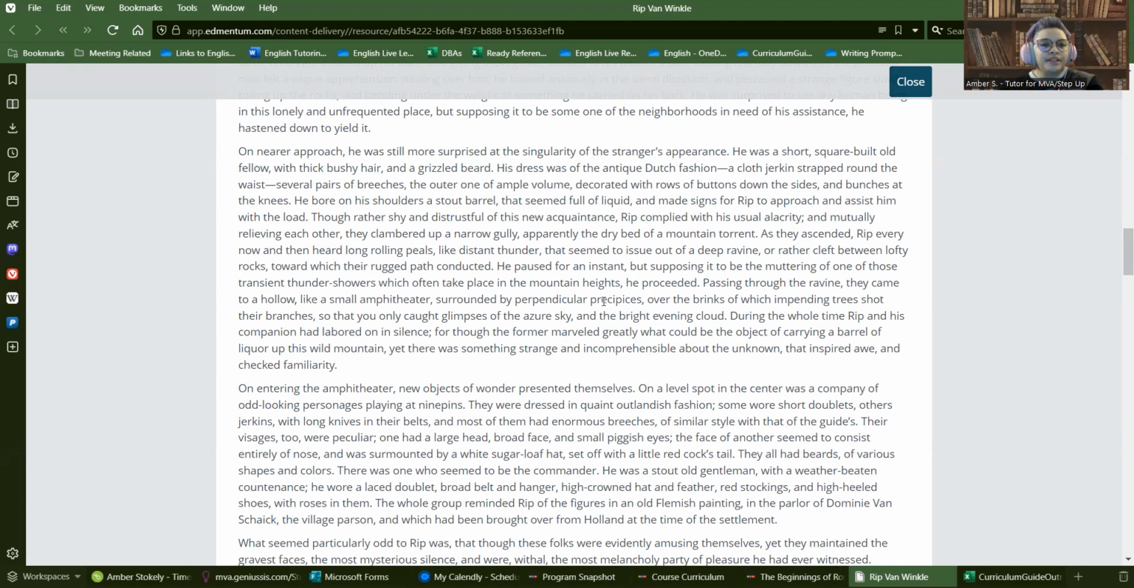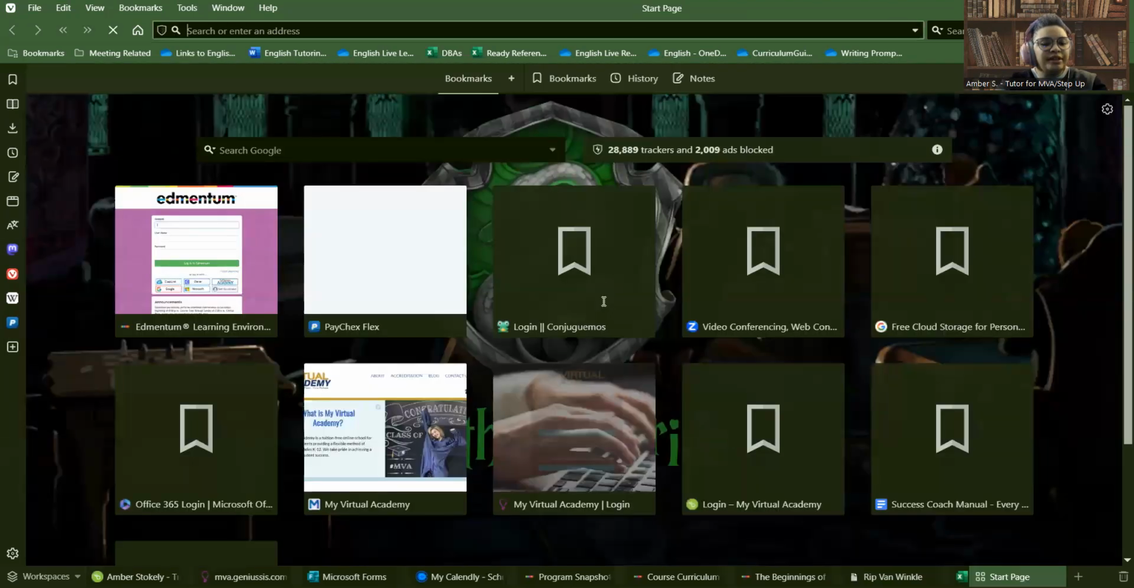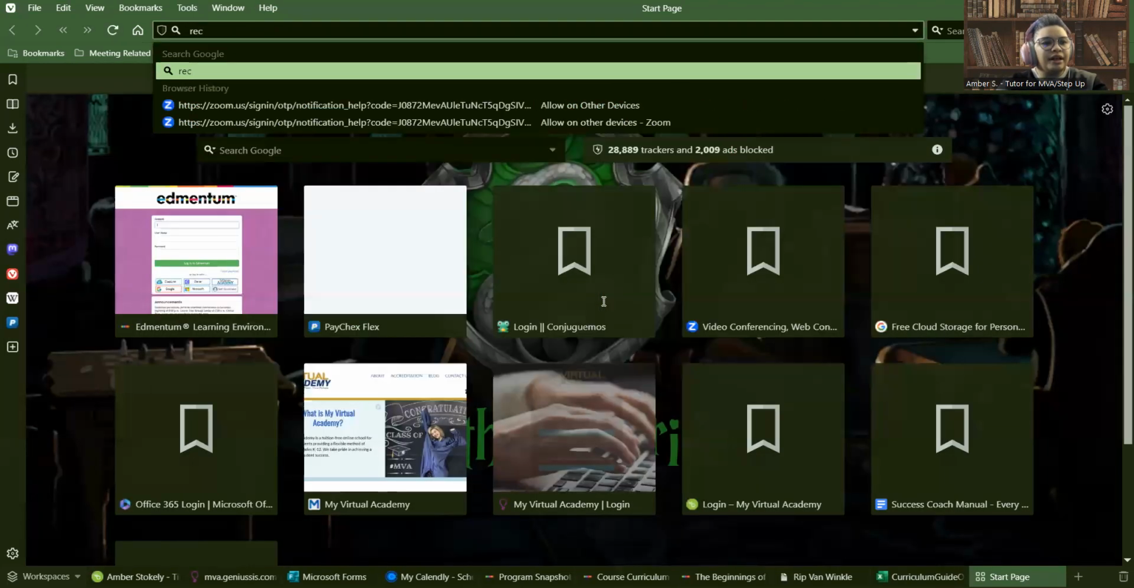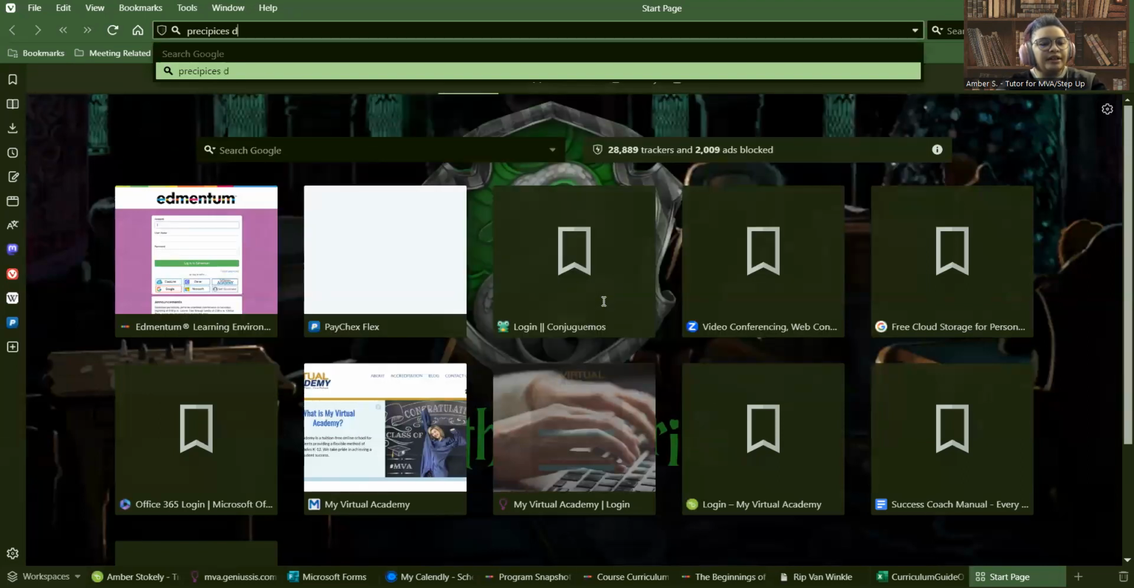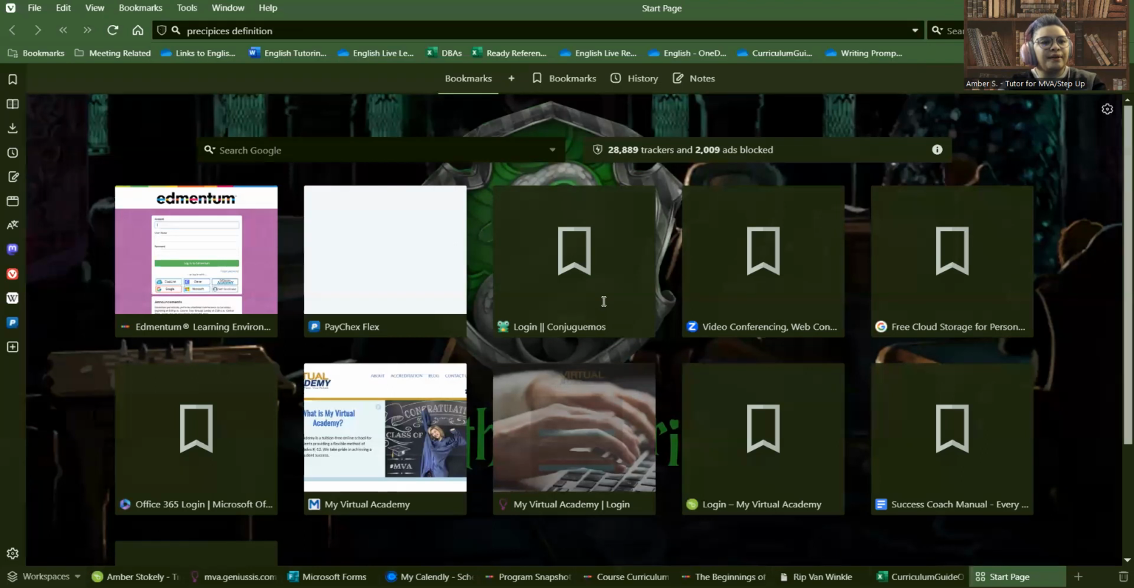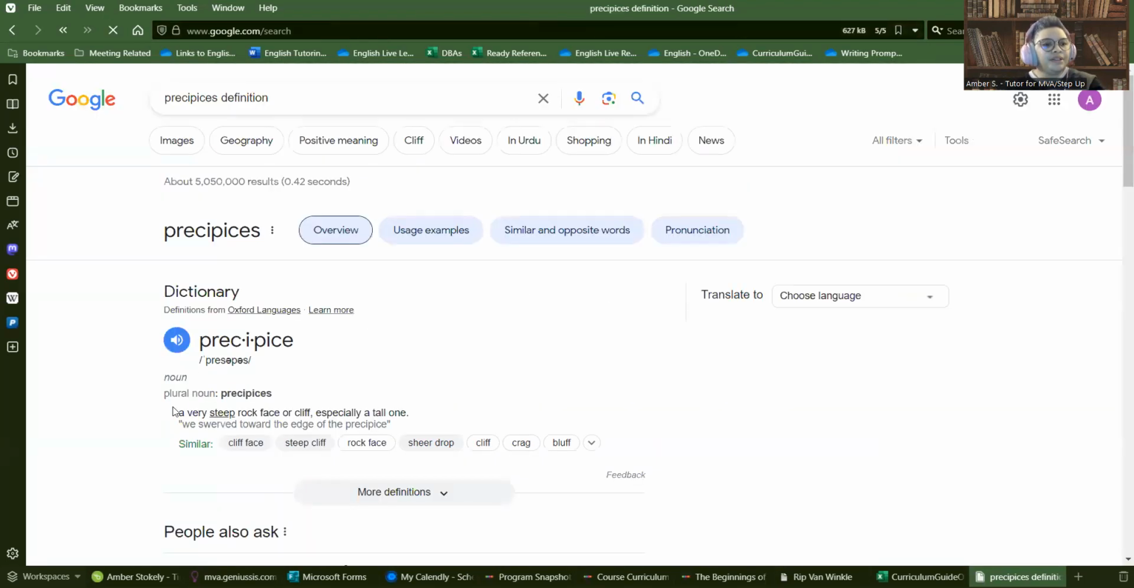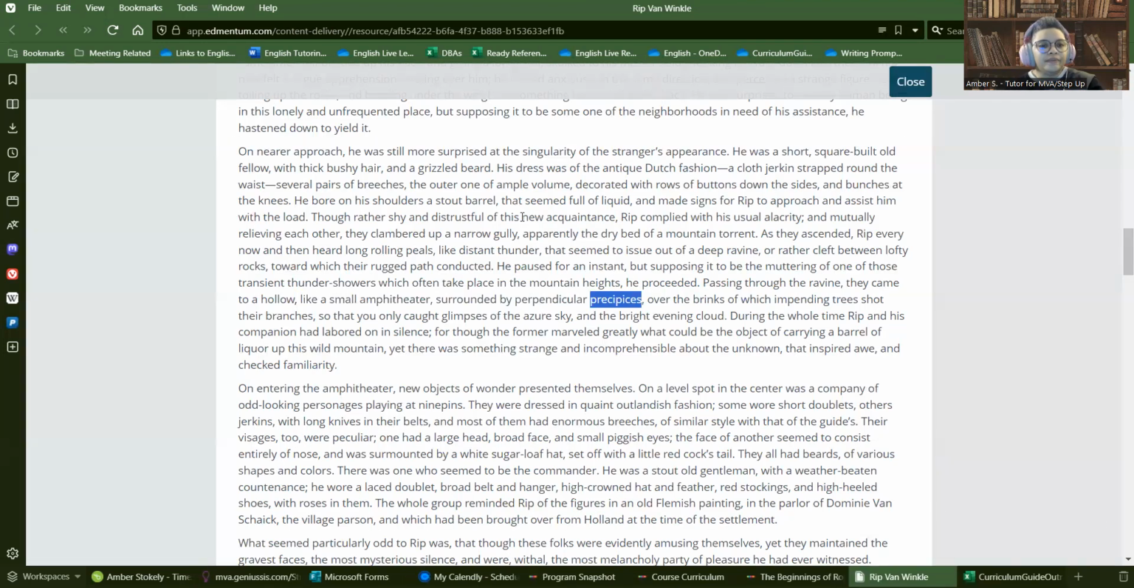And a precipice is like an edge. We'll look it up just to make sure, but basically a precipice is an edge. Let's see, I actually copied it. Why don't I paste it? Yeah, definition of precipice: a very steep rock face or cliff, especially a tall one. So we're talking cliff edges.